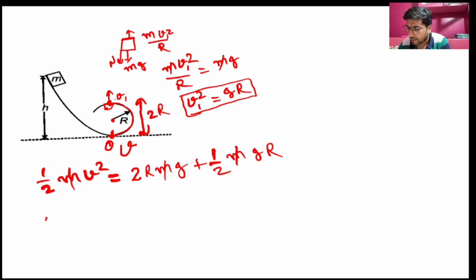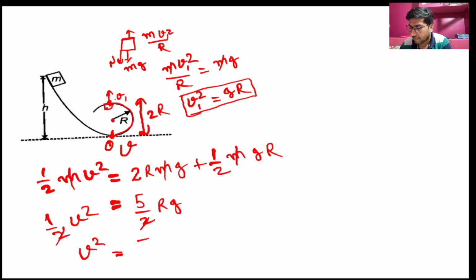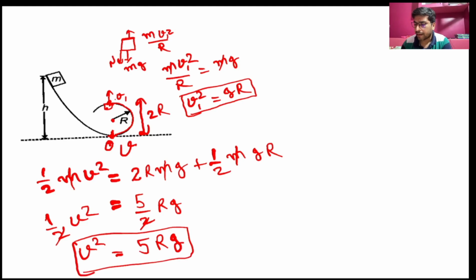If we solve here, it will become 5rg by 2rg plus 1 by 2rg, that is 5 by 2 rg, and it will become 1 by 2 v square. So 2 we can cancel out, and here v square will become how much? 5r into g. So at this point its velocity squared should be 5rg.